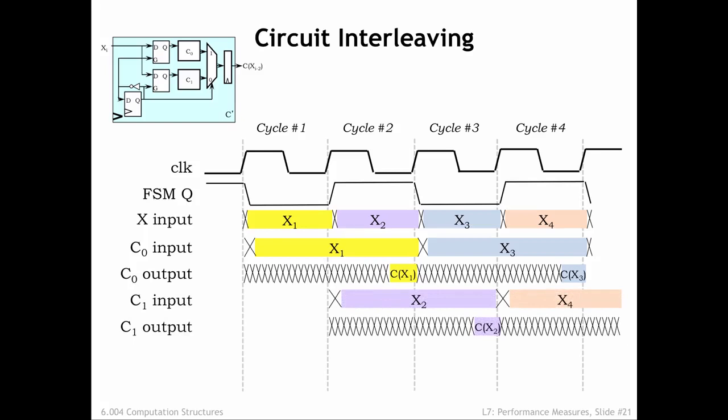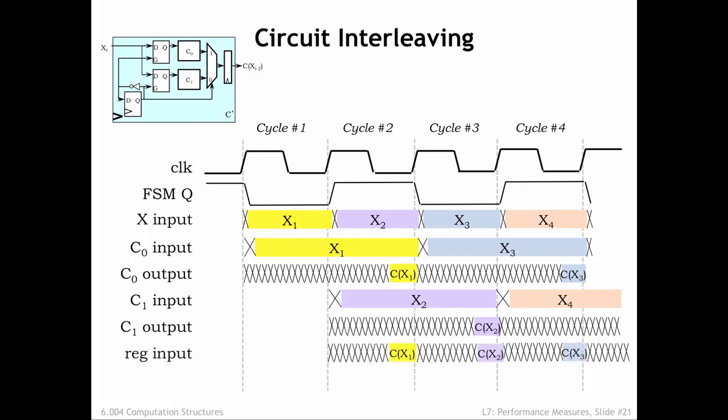The C1 waveforms are similar, just shifted by 1 clock cycle. C1's input latch is open when FSMQ is high, so the newly arriving X2 input passes through the latch, and C1 can begin its computation, producing its result at the end of clock cycle number 3.